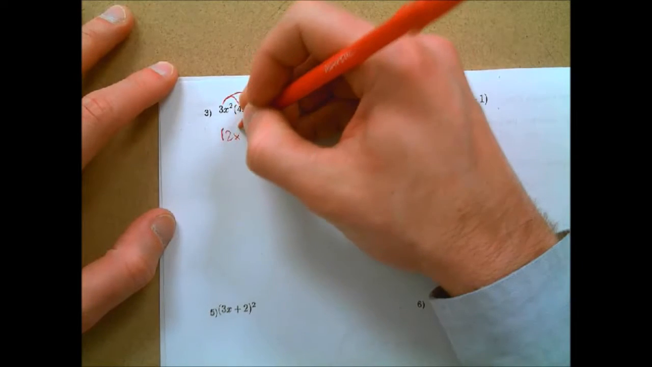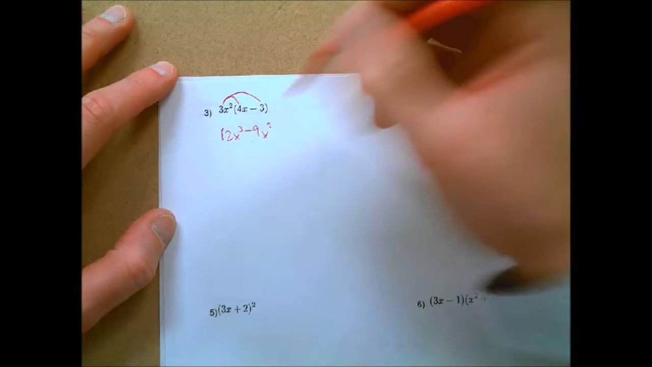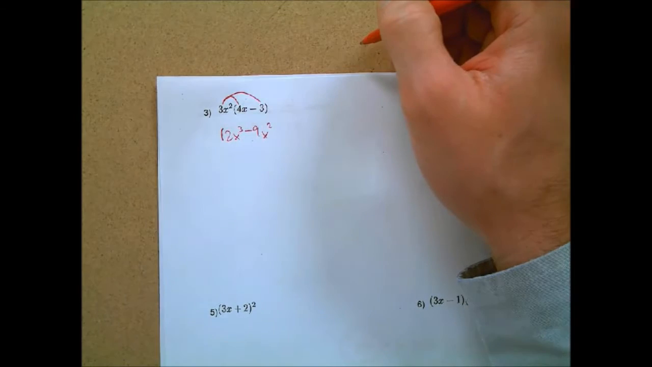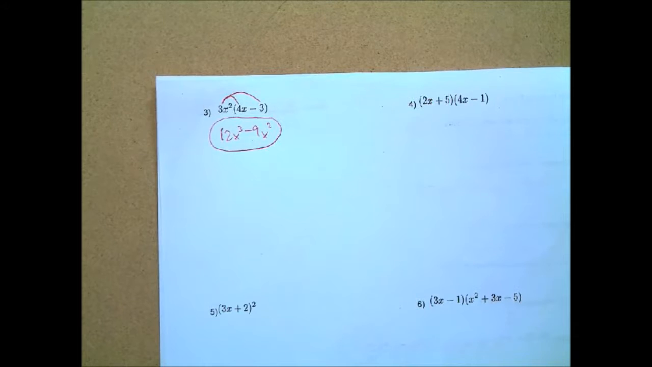And then 3x squared times minus 3. Okay, very good. Right there, folks. Okay, we're multiplying. That's it. That's all you had to do. We just multiply there. That was the indicated operation. Okay? Let's look at number 4.